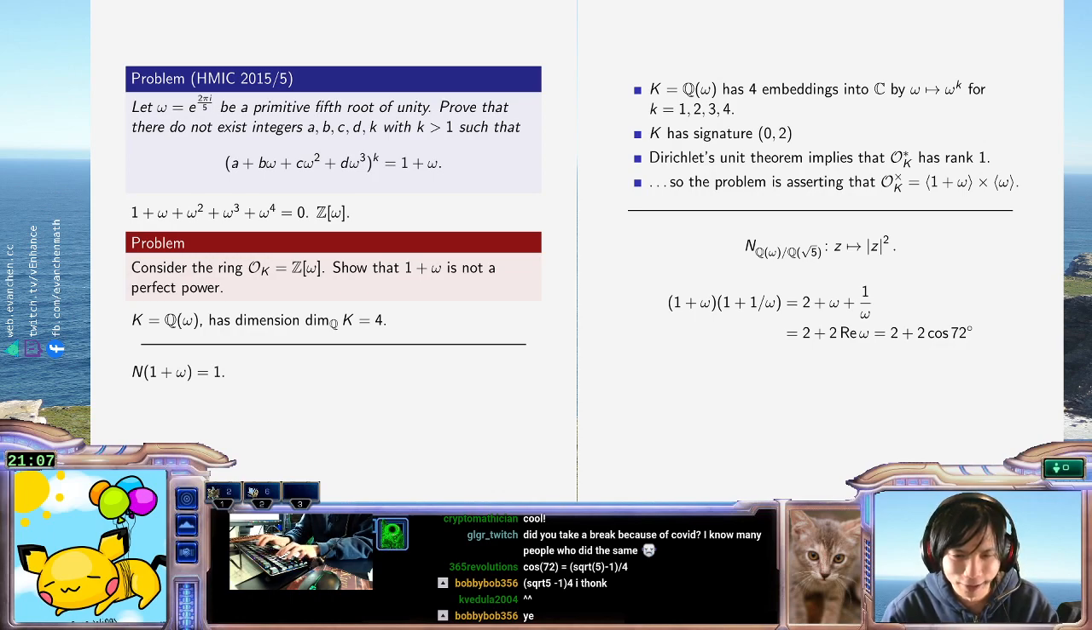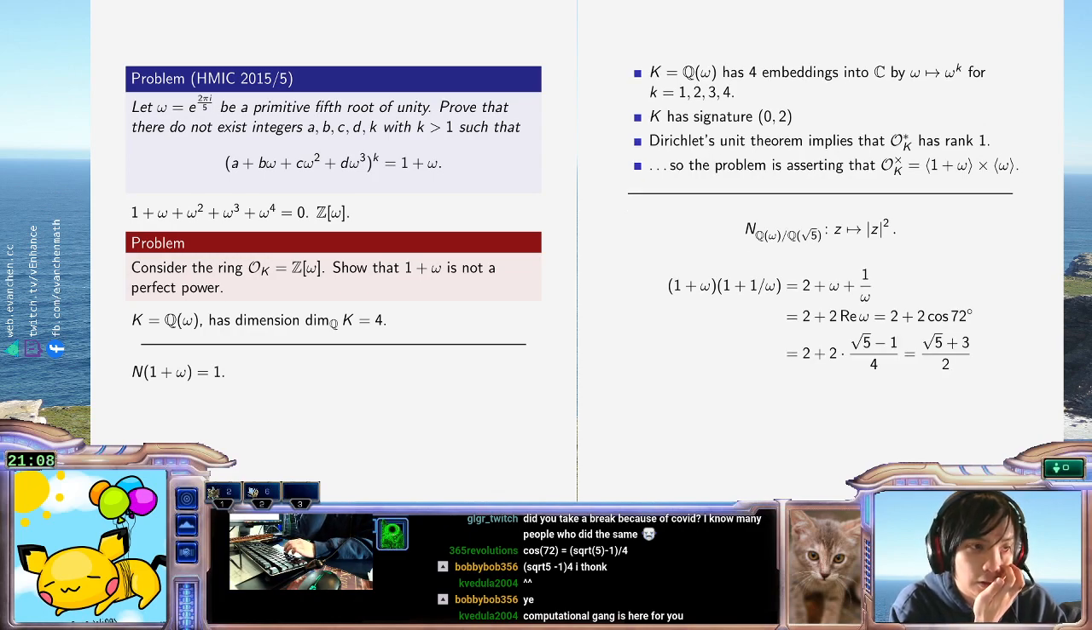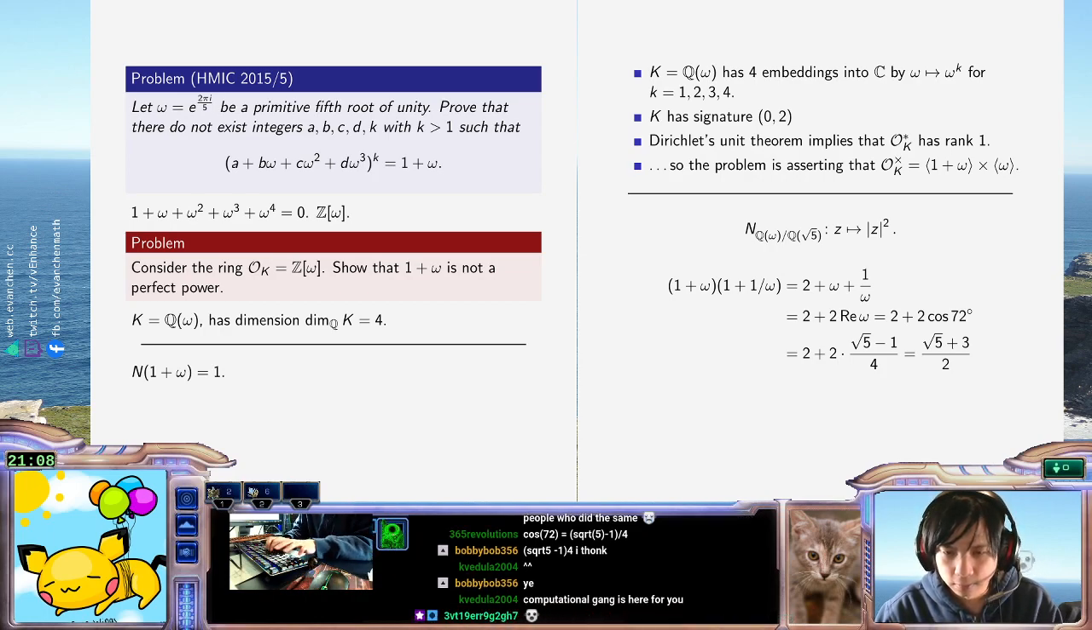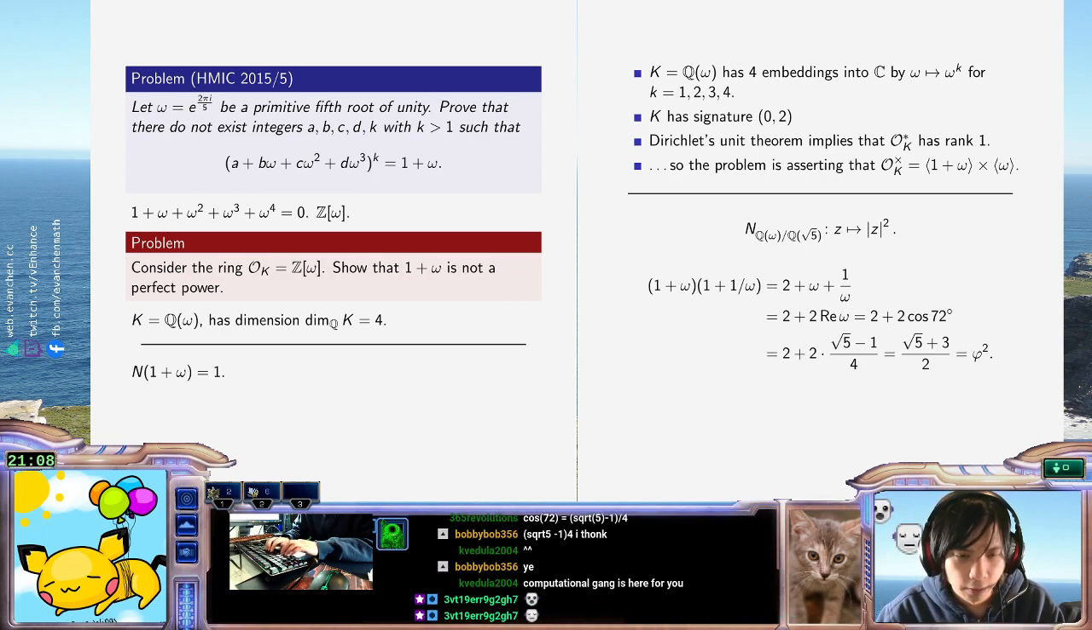Square root 5 minus 1 over 4? Thanks. Okay, thank you, Twitch chat, that is good to know. So, square root 5 minus 1 over 2. So this is like root 5 plus 3 over 2. I can't take the norm again, because if I take the norm again, I'm going to get 1, which I already knew. But this is good, because this number is not 1. And in fact, this is 1 plus... this is phi squared, where phi is the golden ratio.